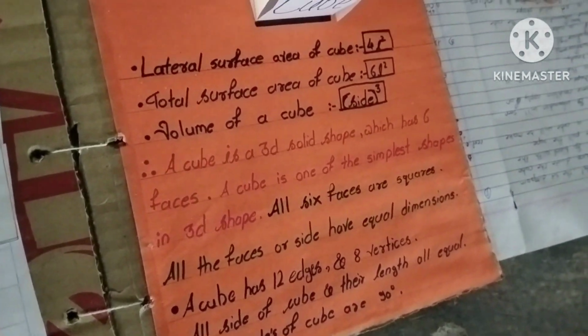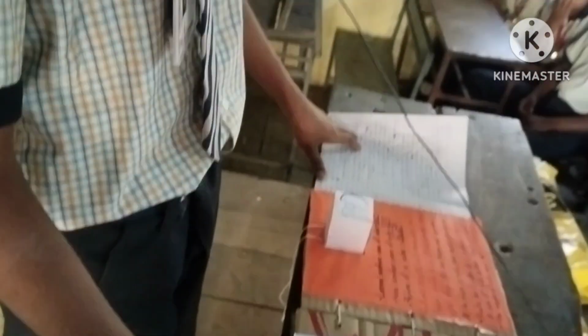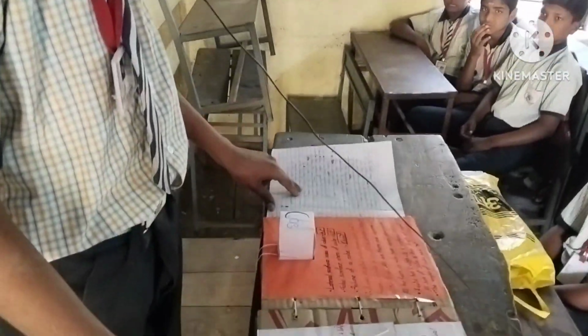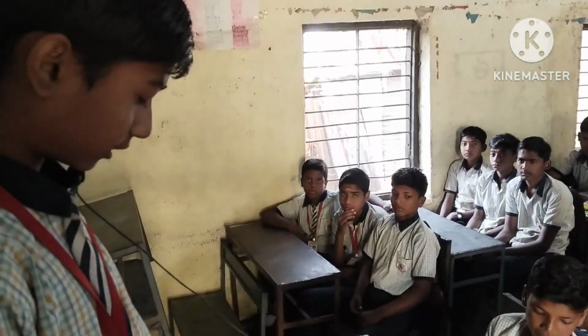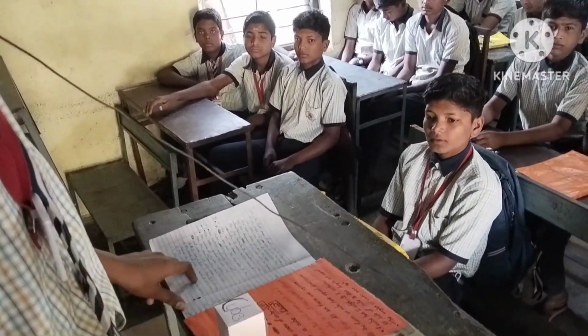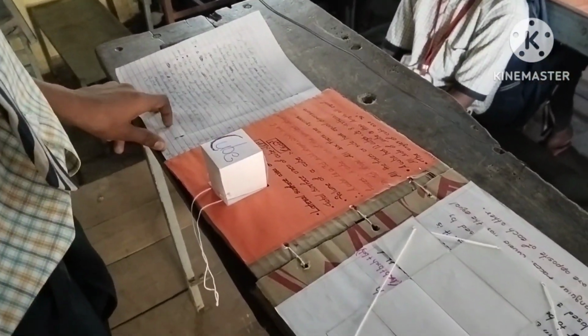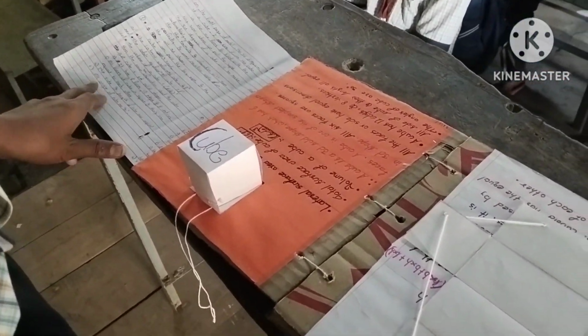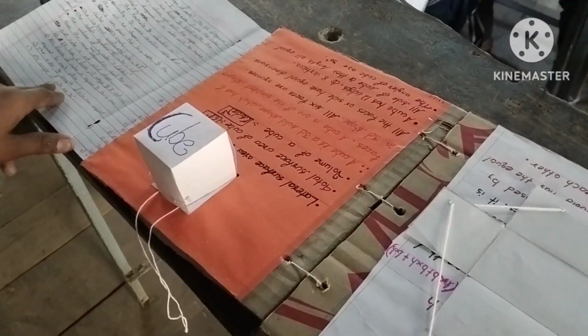Then some basic information about the cube. First, cube is a 3D shape. Second, it has 6 faces, 12 edges and 8 vertices. Third, all faces are squares and they are equal to each other. Fourth, the side and length of a cube are equal. Fifth, all angles of a cube are 90 degrees.